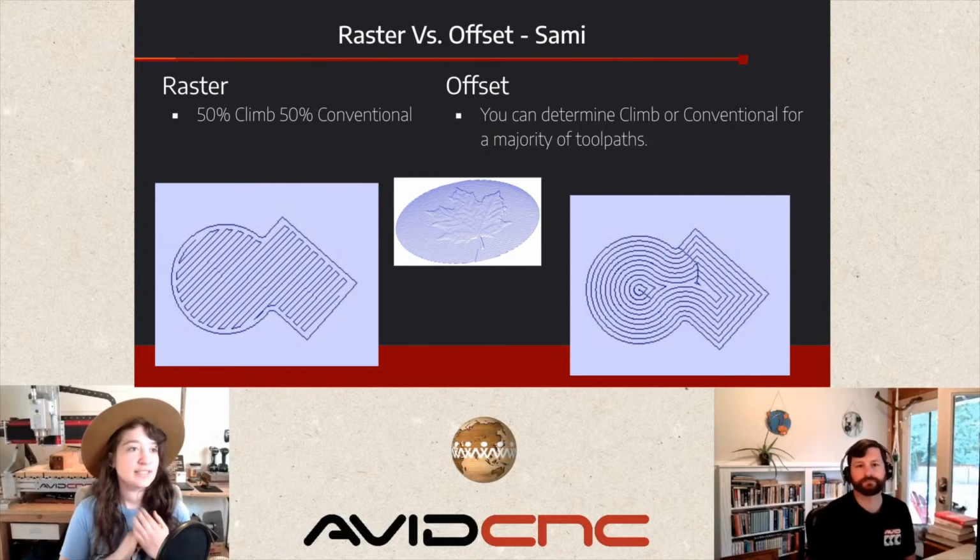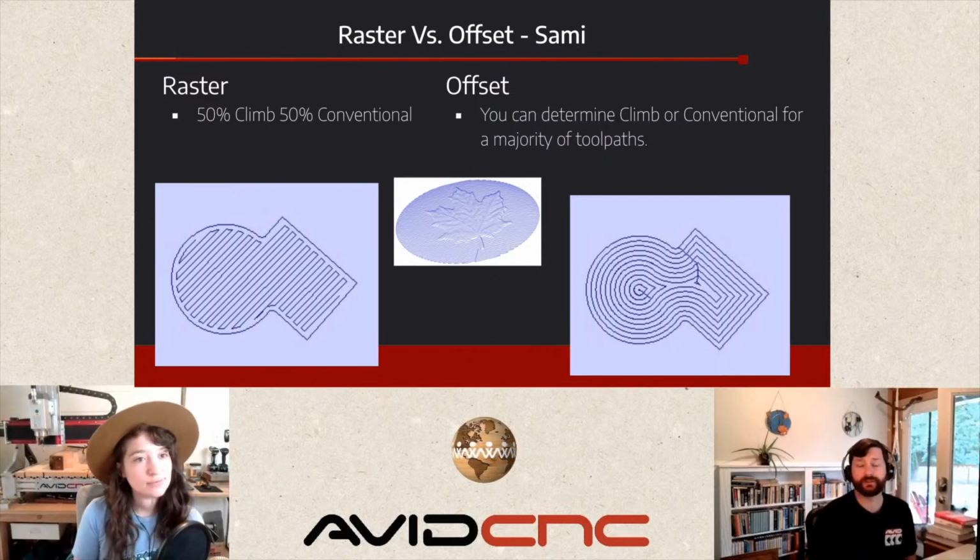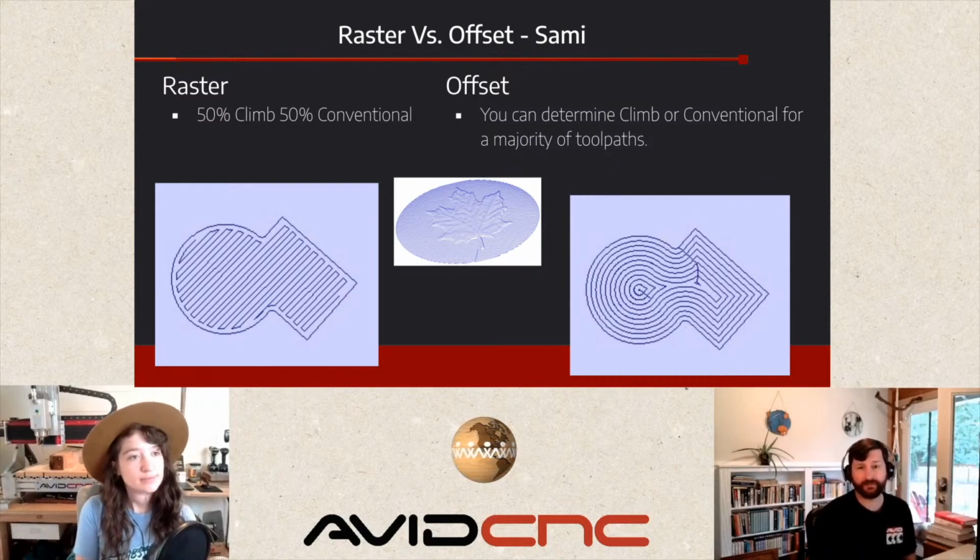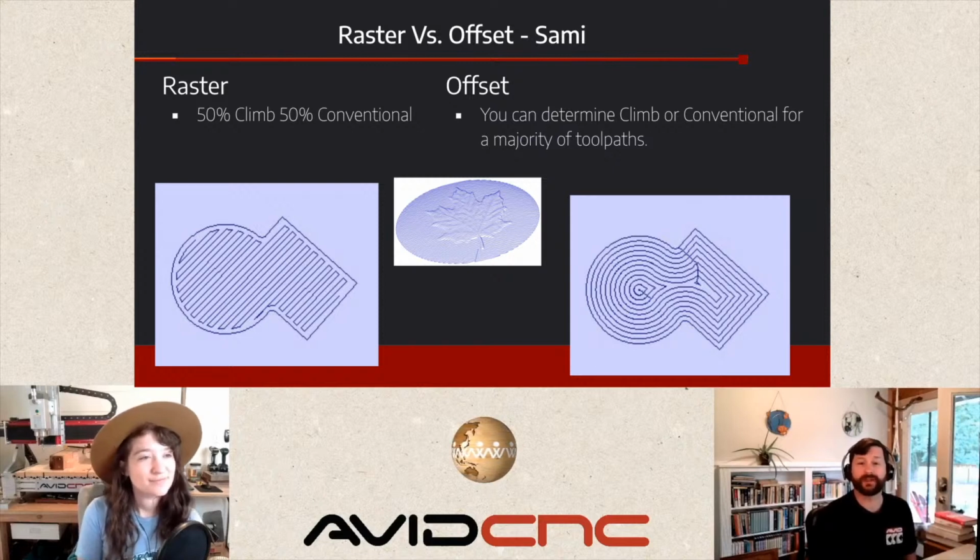If we're leveling a slab, we'll reach for a raster because it's typically a rectangular shape and I can dictate it to go with the grain. Yeah, but if we're machining plastic and we want to do a climb cut for 100% of that toolpath, we want to reach for offset, which is going to allow us to dictate climb specifically, whereas with raster cutting, you go back and forth between climb and conventional.